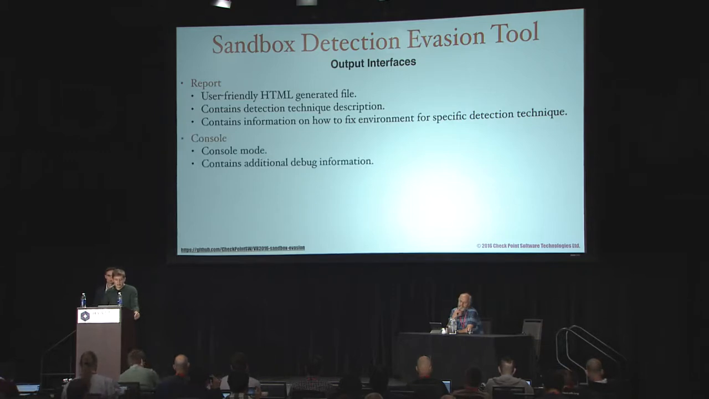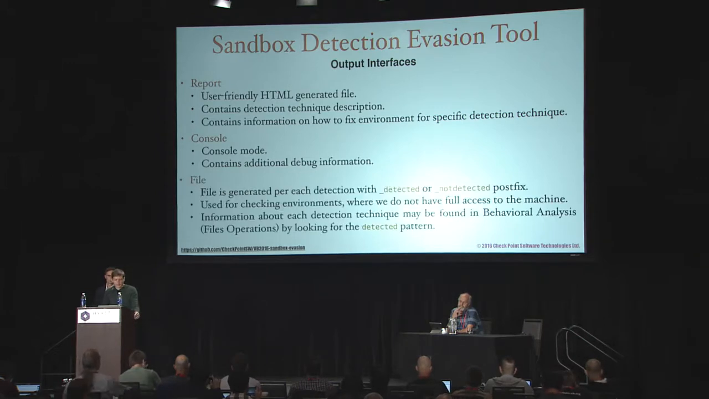The second option is output to the console. This method is usually used to get the debug information. And the third one is we can generate a file for each specific detection technique, and the file name will contain the detection technique name plus a detected or not detected postfix. This method is most convenient for checking environments where you don't have full access, and you can just upload the file to VirusTotal or Malwr or any other sandbox out there.